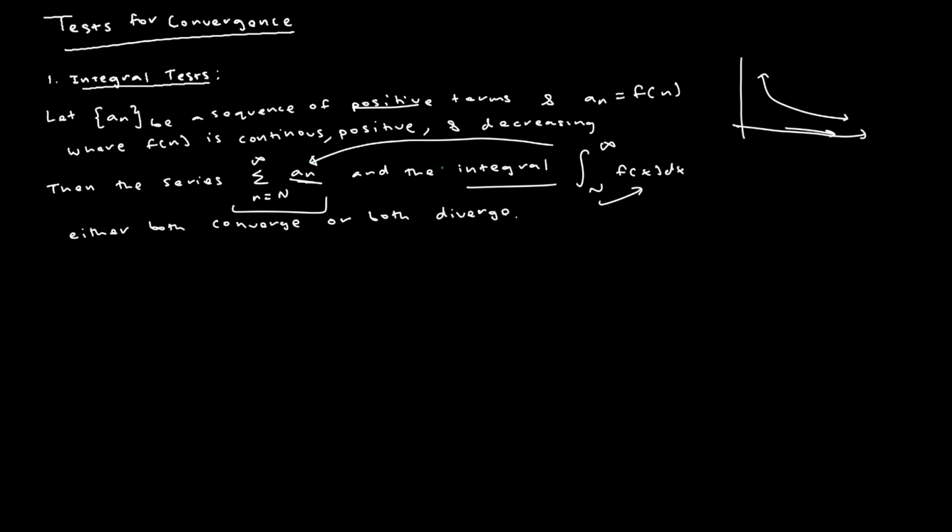So I'm trying to emphasize the fact that the integral and the series represent different things. The series is summing up discrete values of a_n, whereas f(x) has values at x equals 0.1, for example, which is a bogus value for the series. So they converge to different values, but either they both converge or they both diverge. The key fact is they don't converge to the same value. But you have this relationship between the integral and the series.